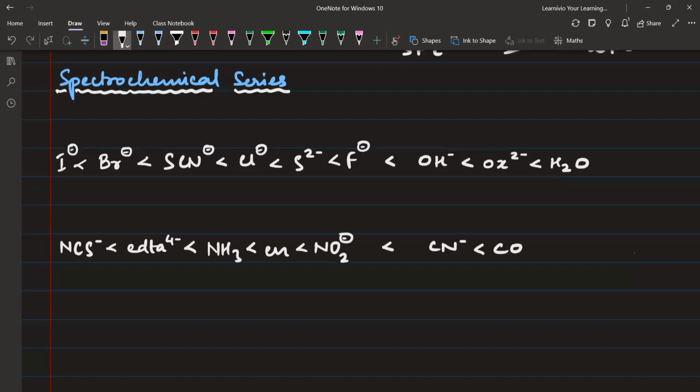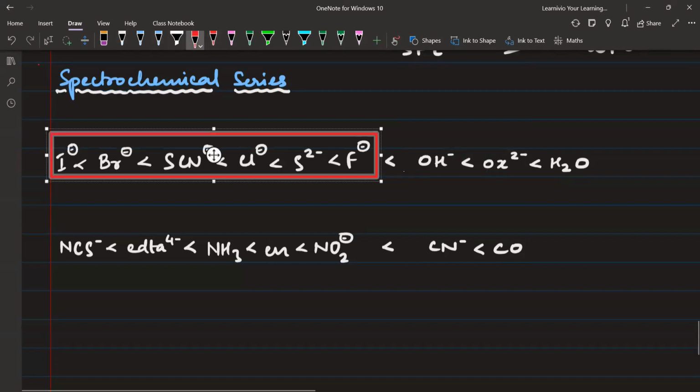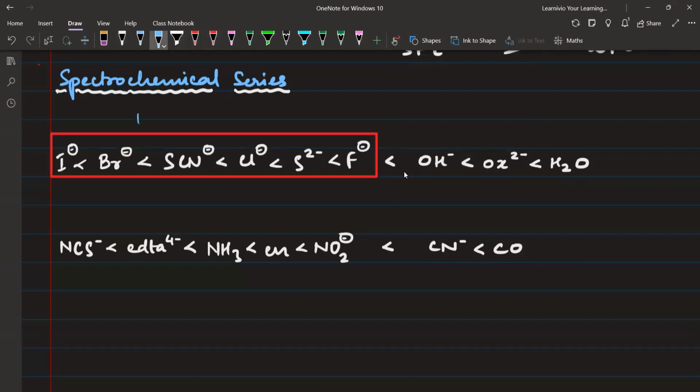है ना? क्या नाम है इनके वाले? Please let me write each and everything. Then you are going to write. Okay. These are known as the halogen donors, which are at the lower end of the spectrochemical series. The next we have is known as the oxygen donors.